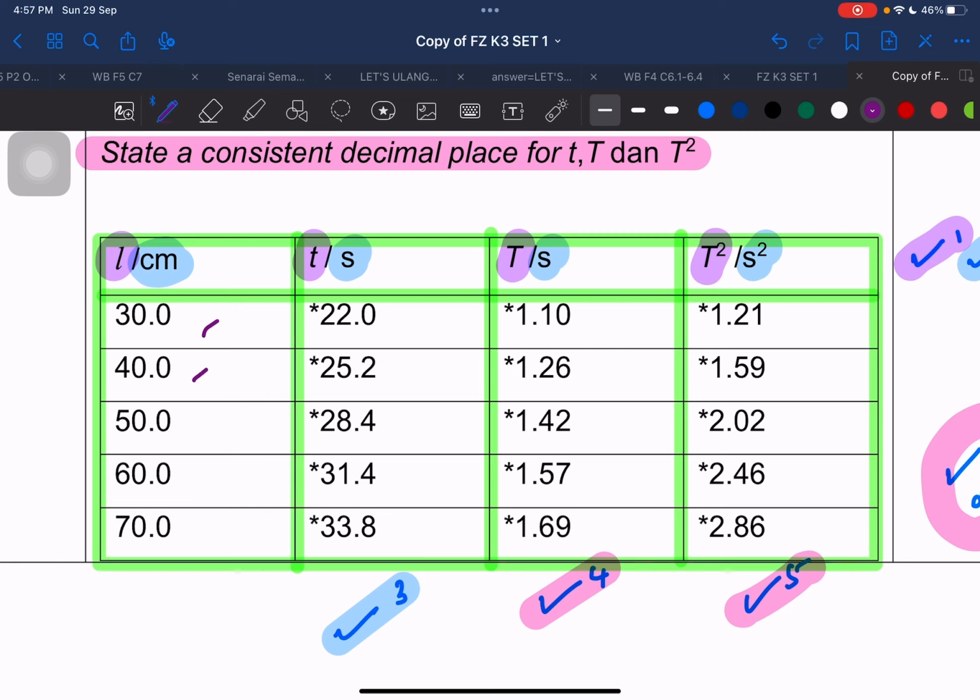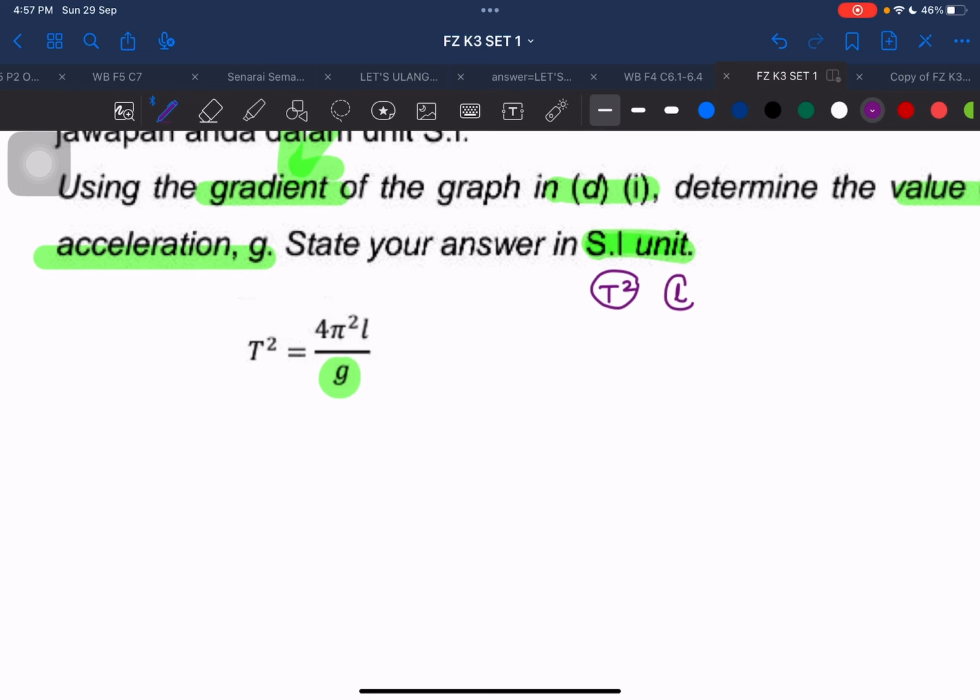You have 1, 2, 3, 4, 5. Maybe you use L 70, and your T square is 2.86. Wrong, huh? Cannot use this. You need to use the gradient. How? Alright, so the gradient just now.